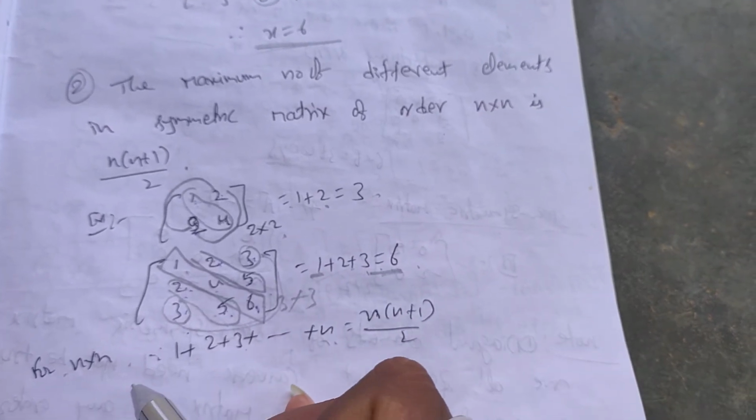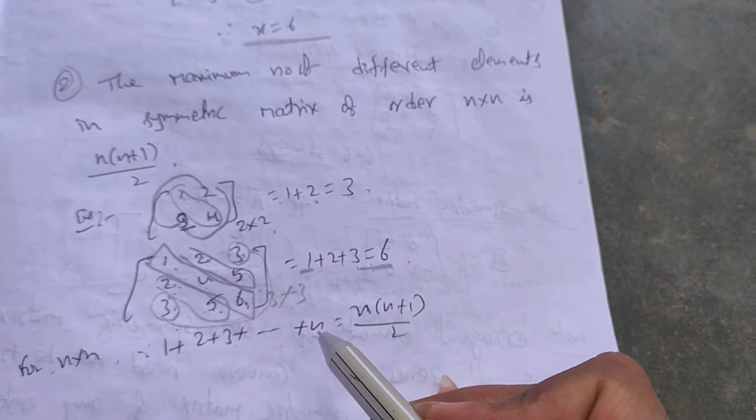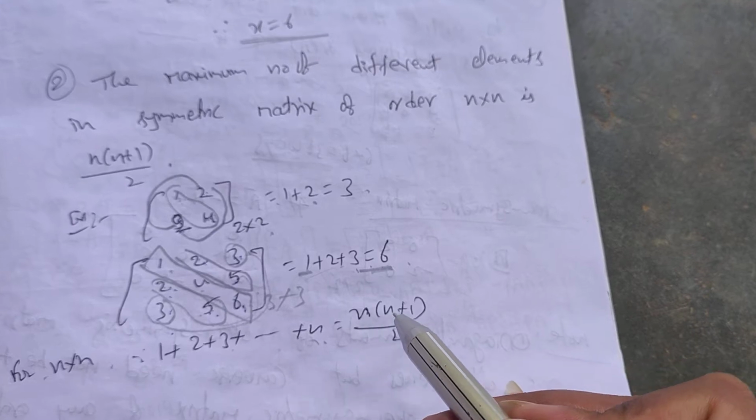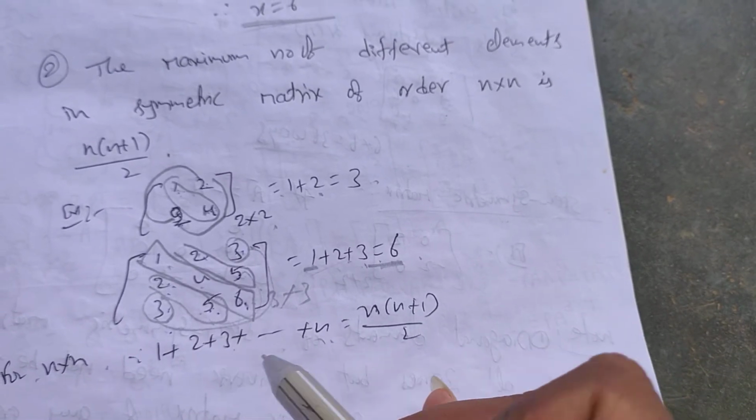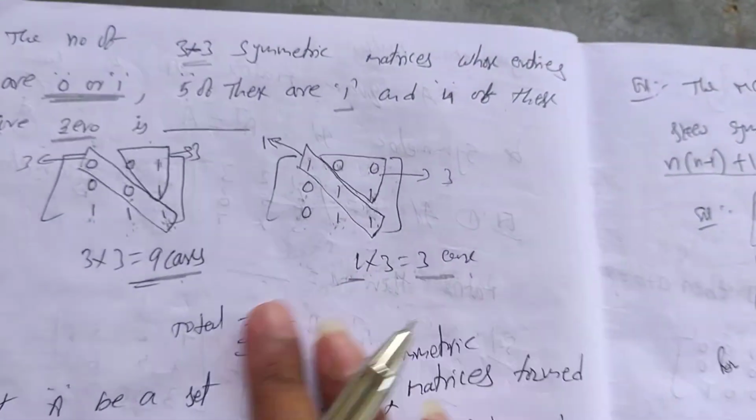If it is n by n, you get 1 plus 2 plus 3 plus up to n. So 1 plus 2 plus 3 plus up to n is nothing but n into n plus 1 by 2, the sum of the first n natural numbers. Next one is based on symmetric matrix.